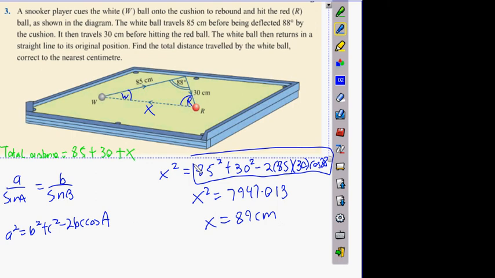Lads, where they'll get you is, this is not the answer, and a lot of students, even really smart ones, would stop right there. If the question specifically says total distance, we have to add 89 to 30 to 85. I think that adds up to 204. So that's where they'll get you. That's where they'll prove who's somebody who pays attention to the language and who's somebody who doesn't, okay?